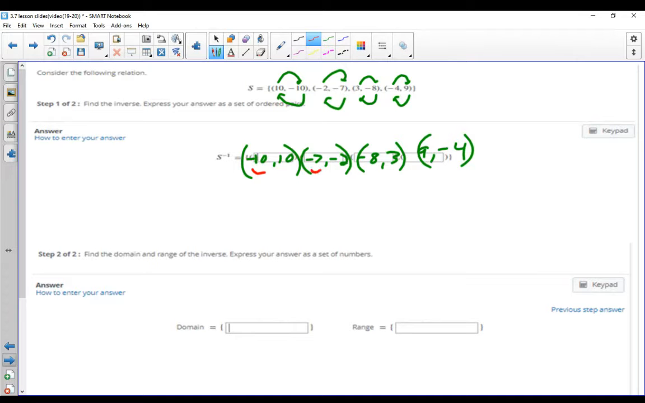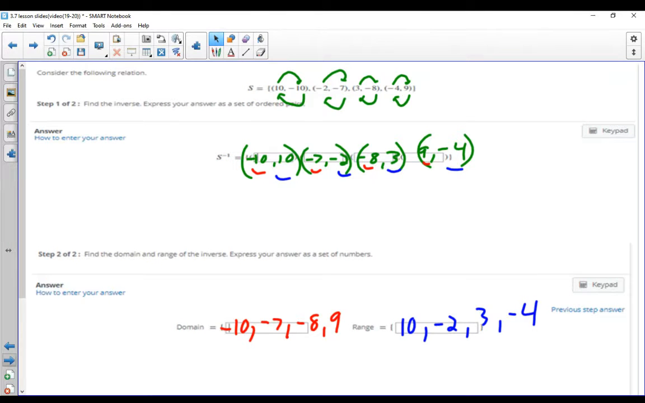So these would be your domain values: -10, -7, -8, and -9. And no, you do not have to list them from least to greatest. You can label them just as I did up on the board. And then, of course, your range values will be 10, 2, 3, and 4. And just like that, you got 2 points on your Hawks homework.